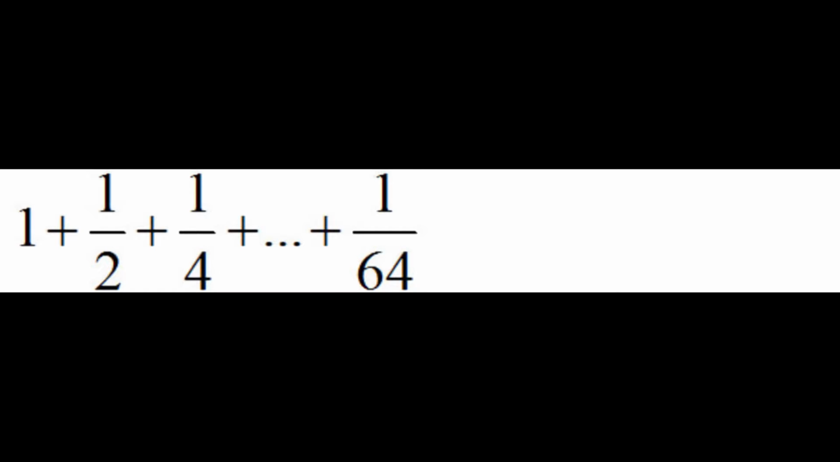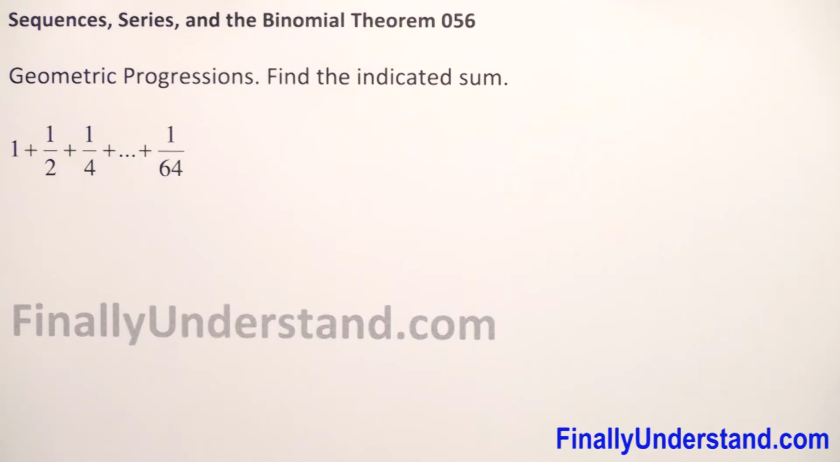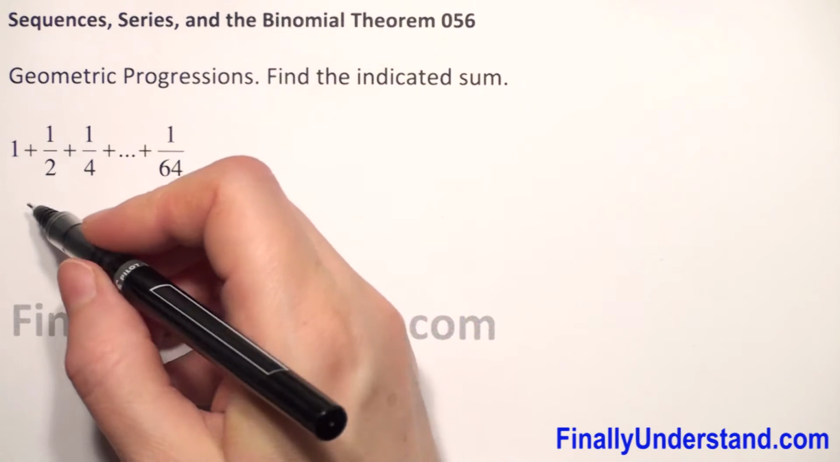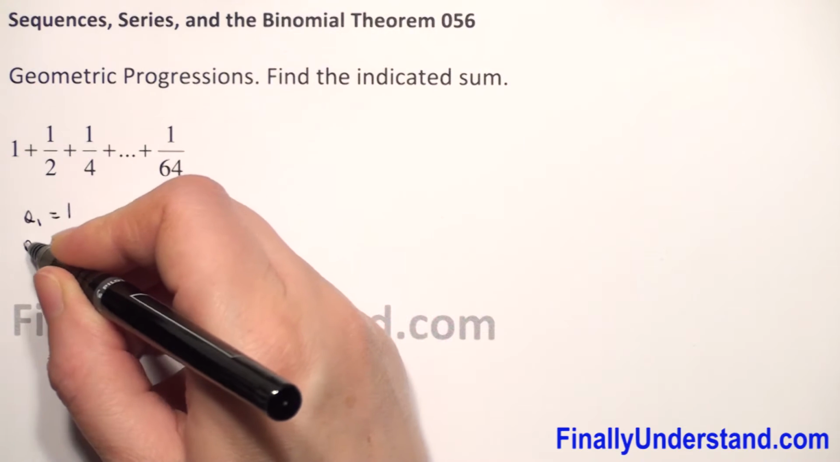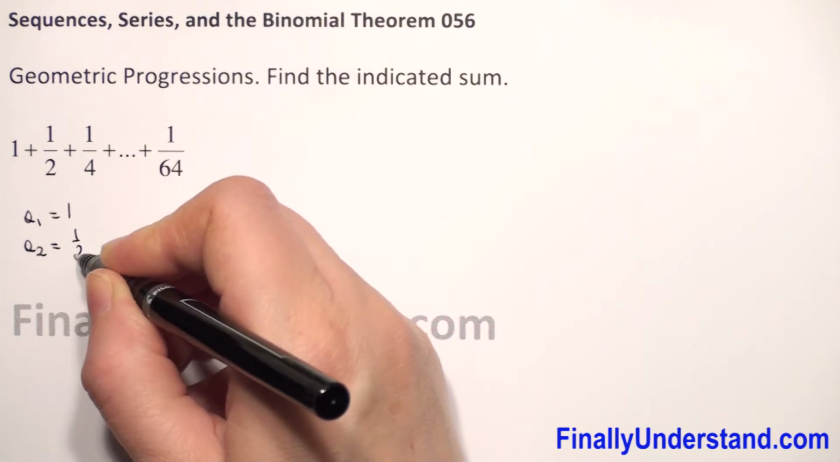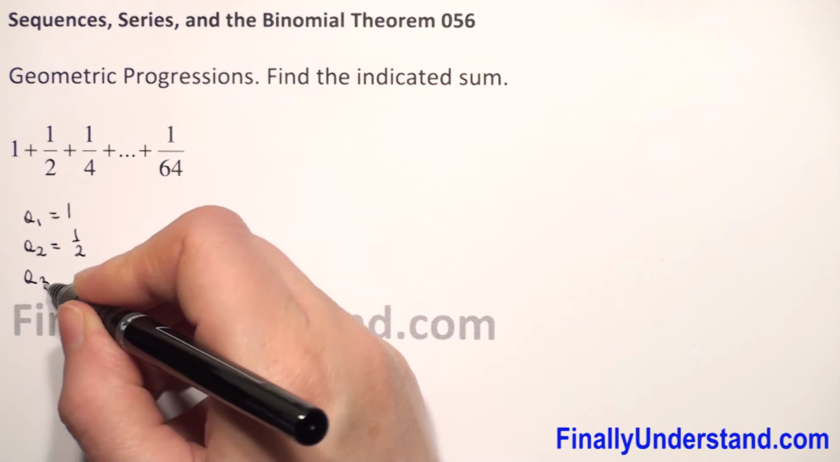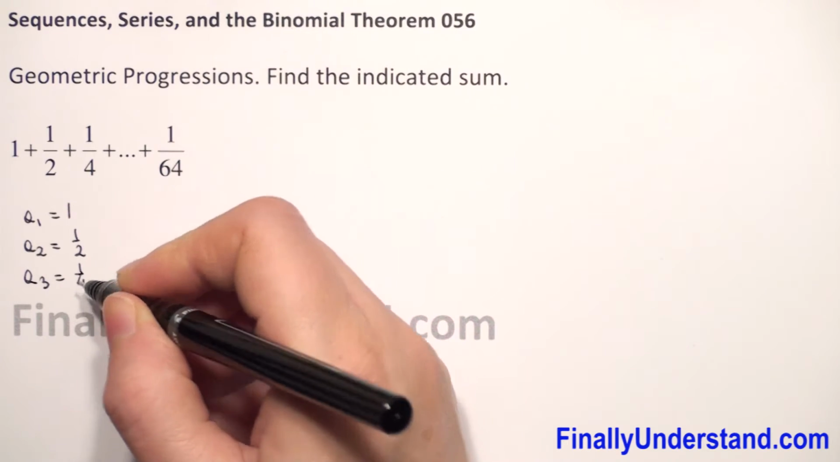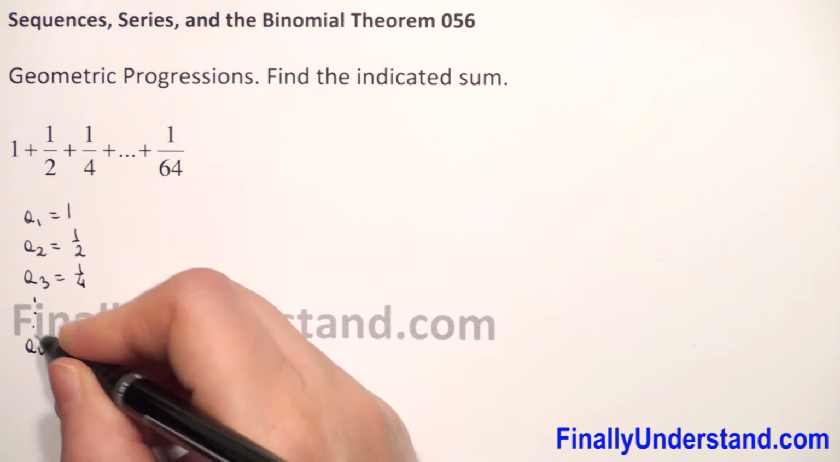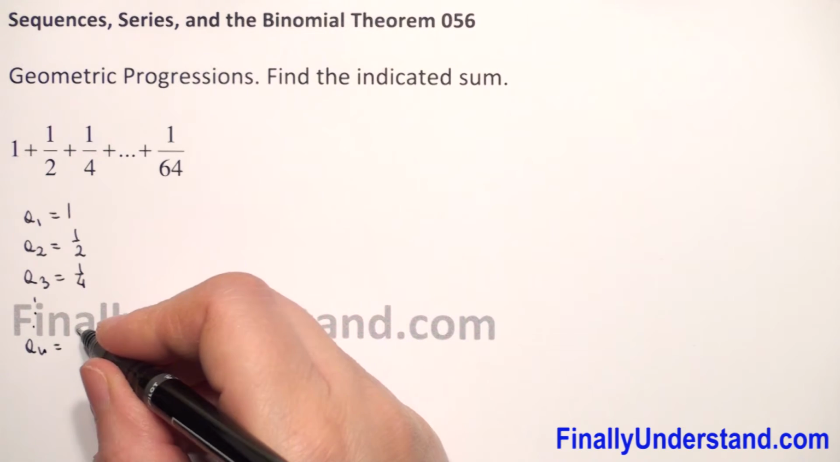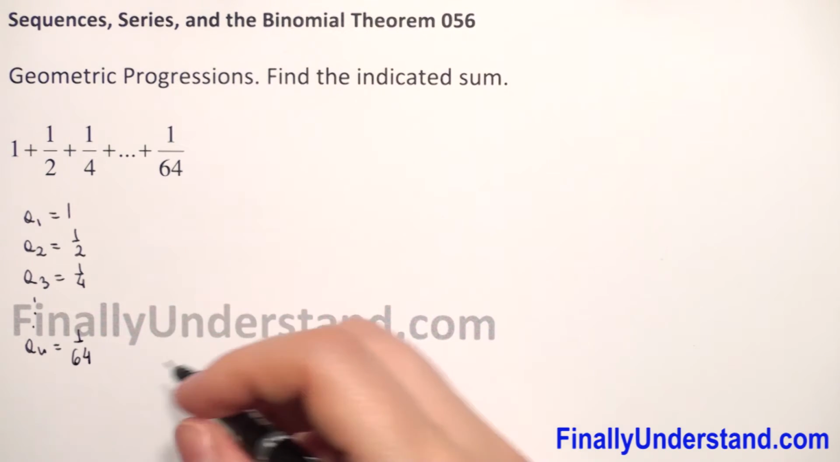We have to find the sum of a geometric progression. We are given the first term a1 is 1, the second term is 1/2, the third term is 1/4, and the last term, so we can write an, is 1/64.